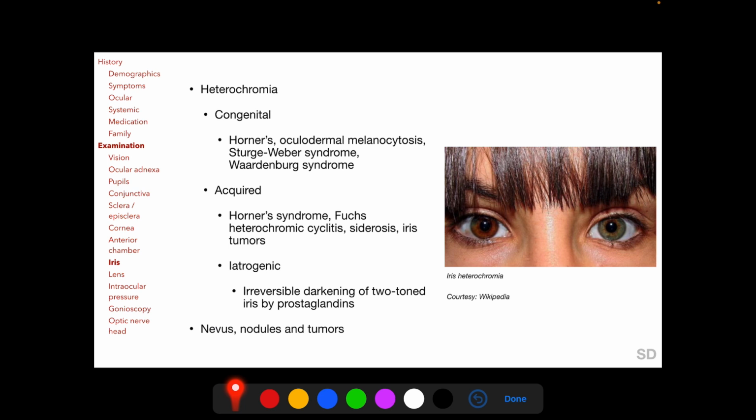Acquired iatrogenic heterochromia can occur following prostaglandin analog therapy for glaucoma, which causes irreversible darkening, particularly of a two-toned iris. In a two-toned iris, the iris is differently colored in the center and in the periphery. Nevus, nodules and tumors can also be found in the iris.